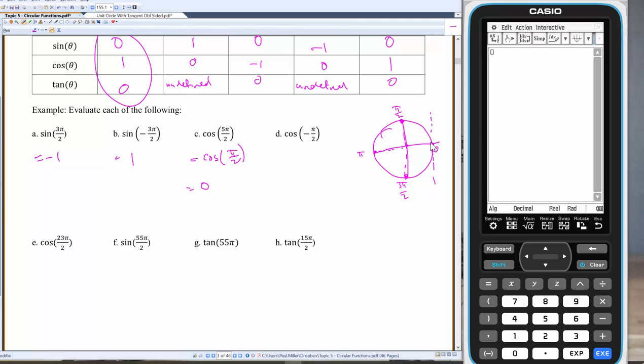Cosine of -pi on 2 means start here, but head over in this direction here. So that's the same as the cosine of 3 pi on 2, and the cosine there is also 0. So it hits the x-axis at 0. The x value there will be 0.